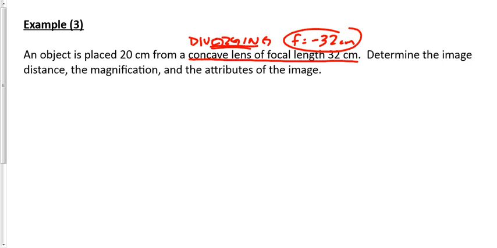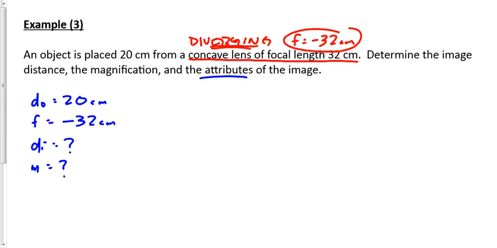We want to find the image distance, the magnification, and the characteristics of this image. We're going to say that DO is positive 20. Again, positive because it's always positive for us. We're going to say that F is negative 32. Again, watch that. It's a concave lens or a diverging lens, so it has to be a negative focal length. We want to find DI, and we want to find M, and then we want to find the characteristics of this image.